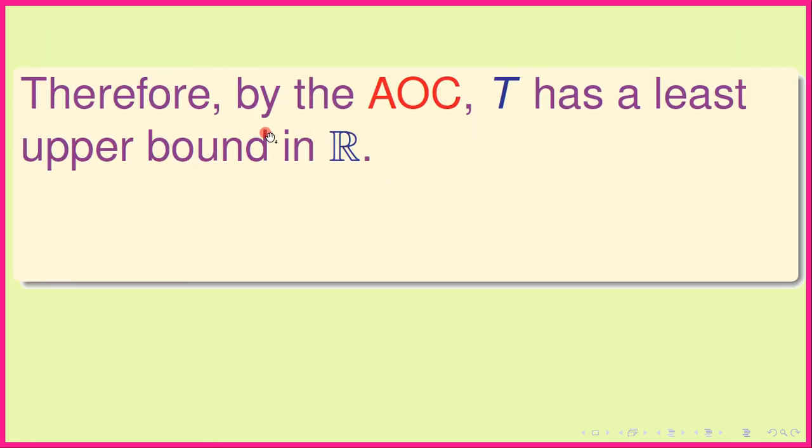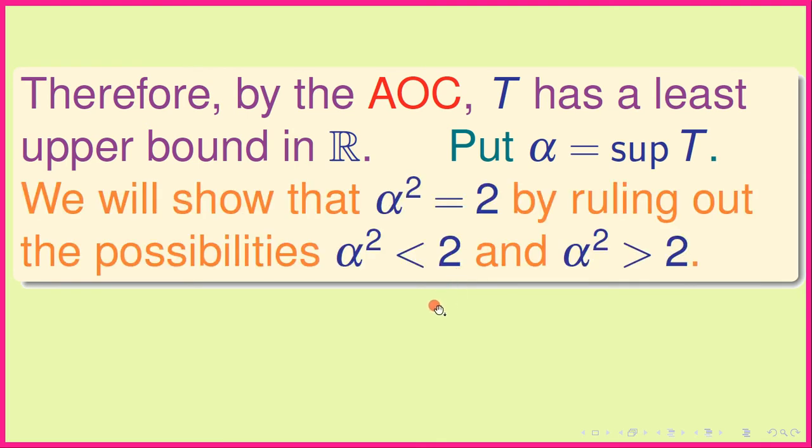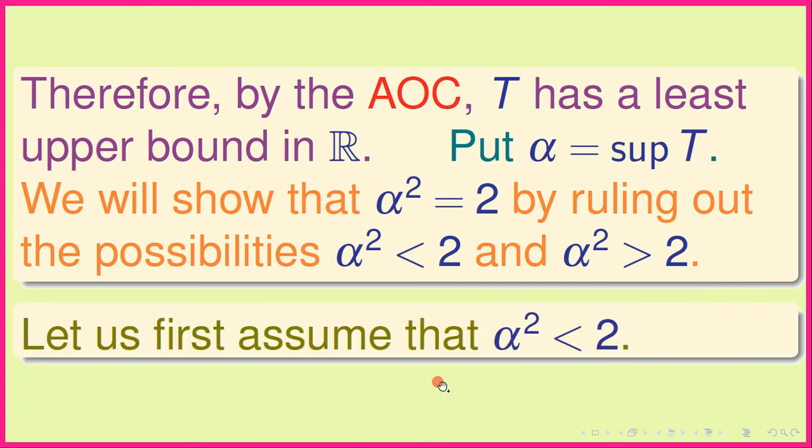Therefore, by the axiom of choice, T has a least upper bound in R. We call it alpha. We will show that alpha squared equals 2 by ruling out the possibilities alpha squared less than 2 and alpha squared greater than 2. Let us first assume that alpha squared is less than 2.